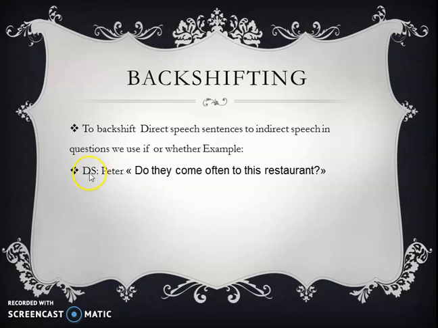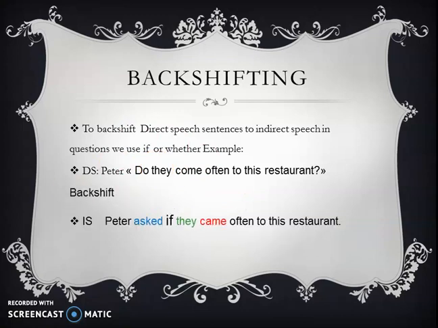So pay attention to this following example, please. DS tells the direct speech form, and that's what we have, Peter. The question is, "Did they come often to this restaurant?" So you notice that the sentence is in present, so we have to use the structure that I was mentioning like this. The backshift is, and this one represents the indirect speech form. So we say, Peter asked if they came often to this restaurant.